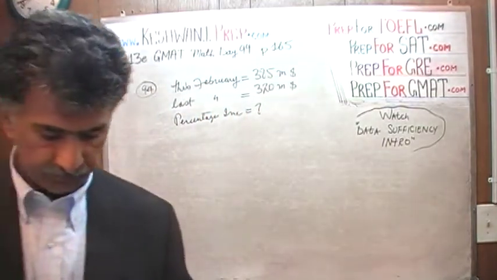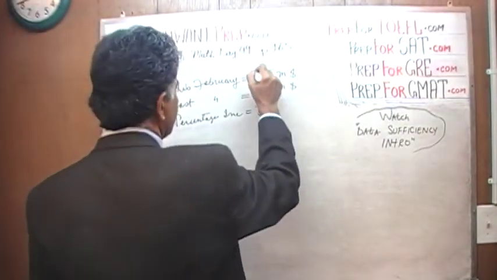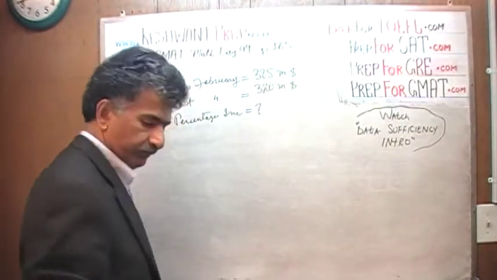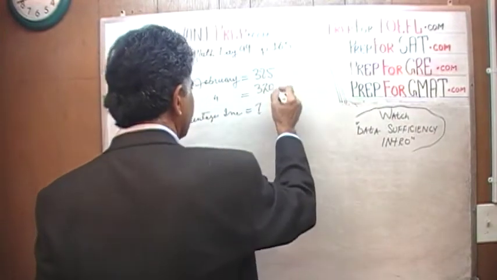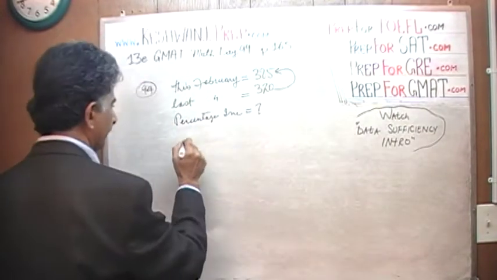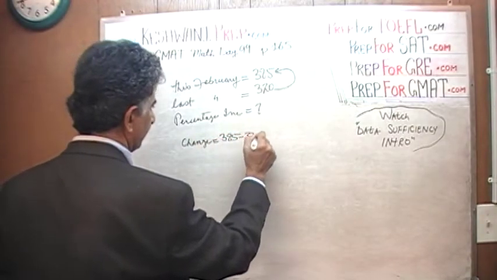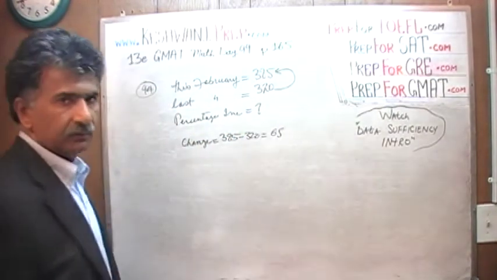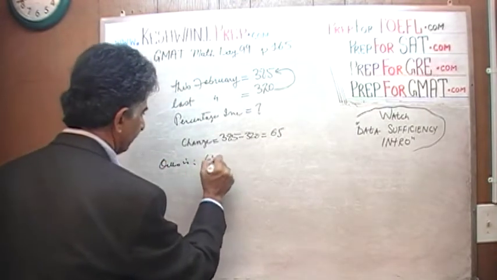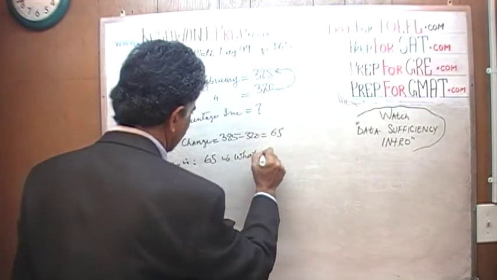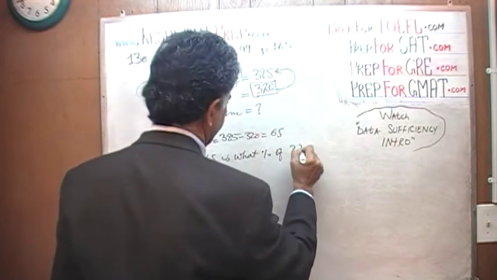Again, nothing to it, no tricks to it, very straightforward. The very first thing you have to realize is that the change from 320 to 385 is 385 minus 320, which is 65. Therefore the question is, 65 is what percent of the initial number, 320.